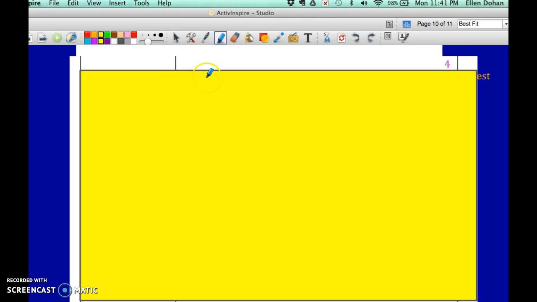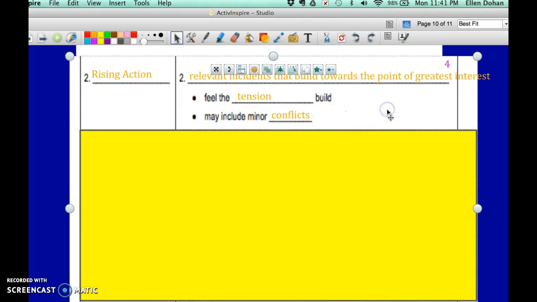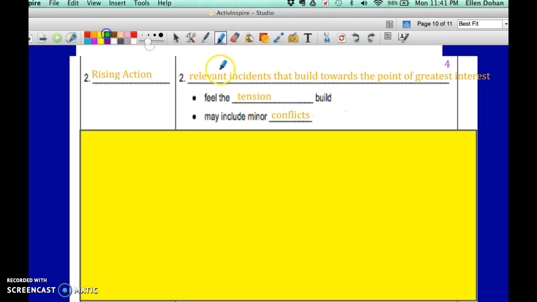Next, we have 4 more parts. After our exposition, we have rising action. What rising action refers to are all of the related incidents that are building towards the greatest point of interest or building this tension. This can include a lot of minor conflicts that are leading up to that breaking point, that highest point of suspense or tension.